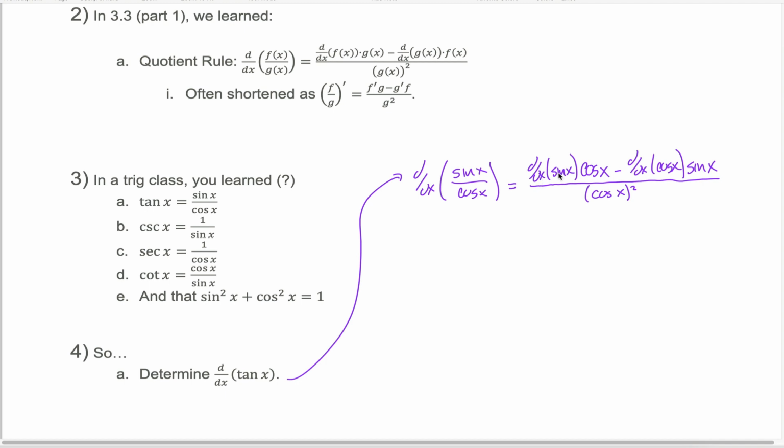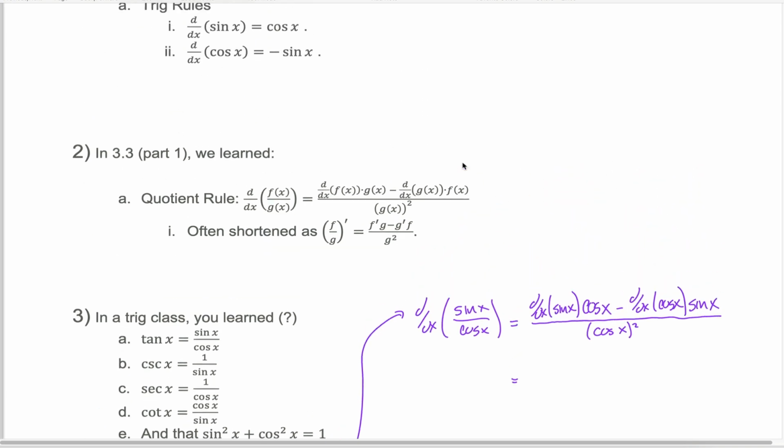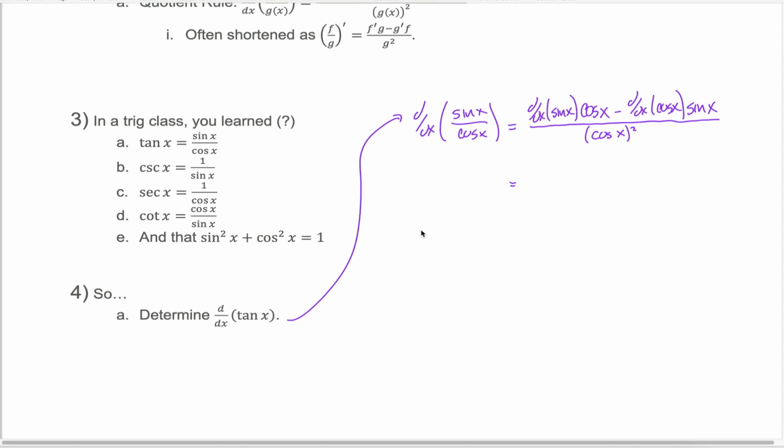We're not done because we still have the d over dx symbol in there, so we got to figure out the derivative of sine. Fortunately, we know the derivative of sine, right? Learned that a couple sections ago. The derivative of sine is just cosine. Hopefully that's something that you've added to your memorization list.